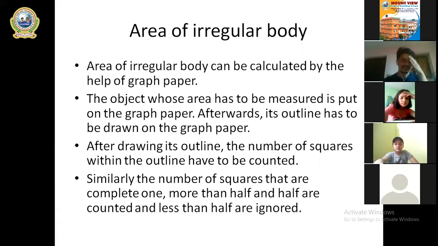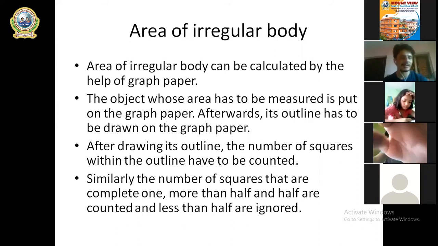It is used in maths. It is used in making graphs, in making bar graphs, and also in making pie charts. So that is square paper, also called graph paper.